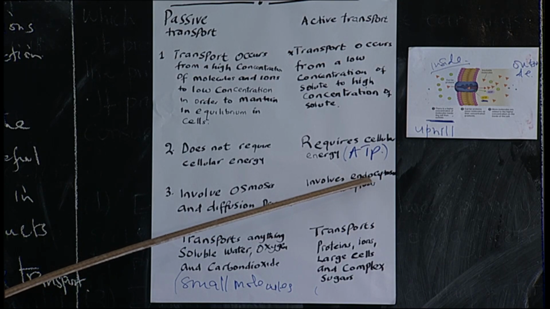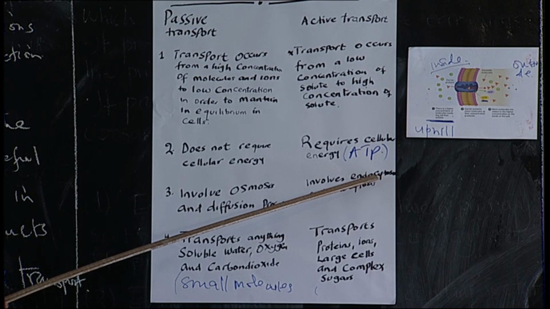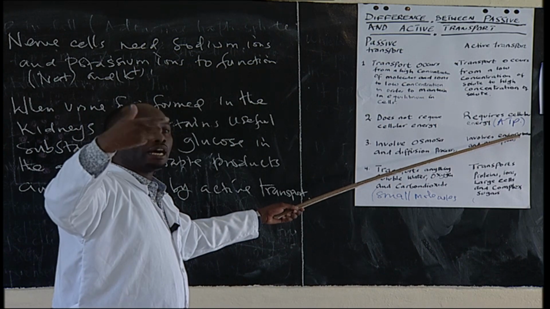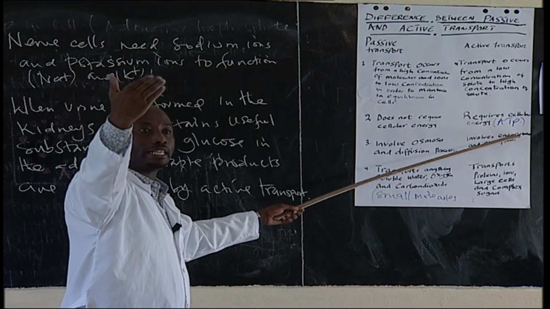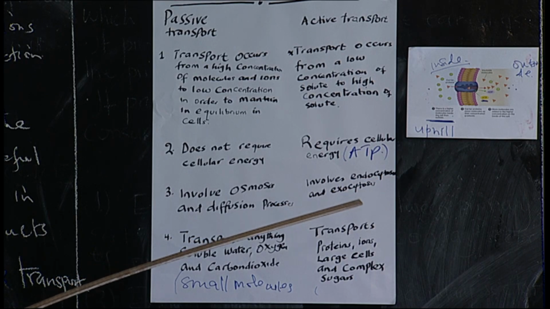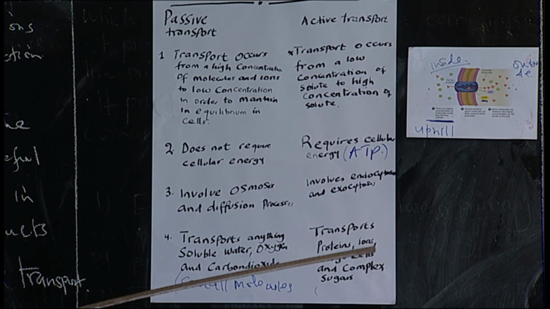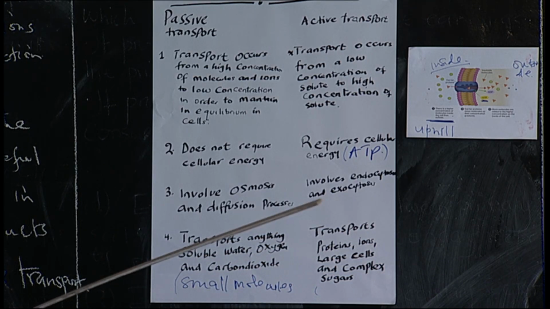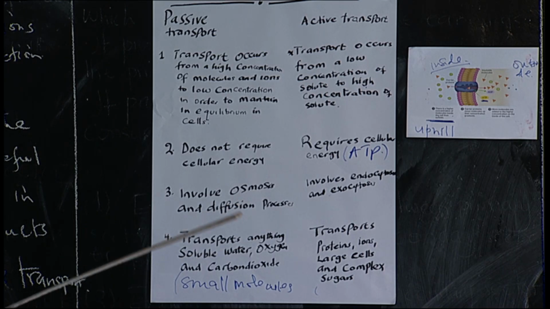If I say endocytosis, I mean taking substance from outside to inside. Take an example, you know how amoeba feeds. It does so by engulfing, taking substance from outside to inside. And then exocytosis: the body needs to remove waste products, and that is done by exocytosis. Removing substance from inside to outside is exocytosis.